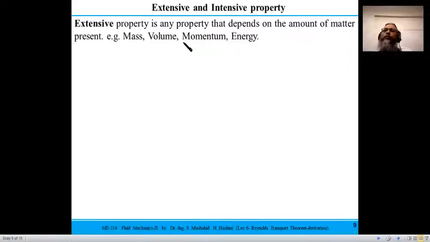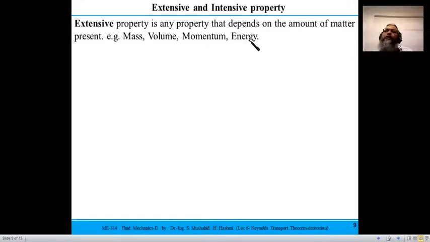Momentum, because momentum is a product of mass and velocity. So velocity is not extensive, but since it's multiplied with the mass, the more the mass, the more will be the momentum. So it means the momentum depends on the mass of the system. That's why it is called an extensive property.